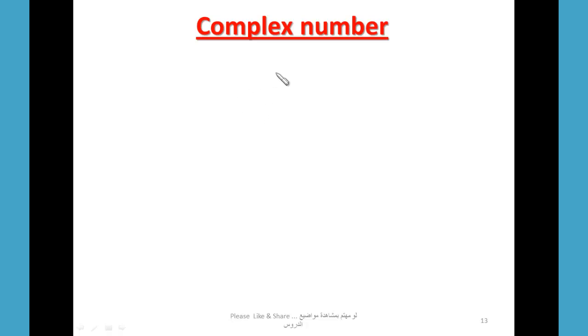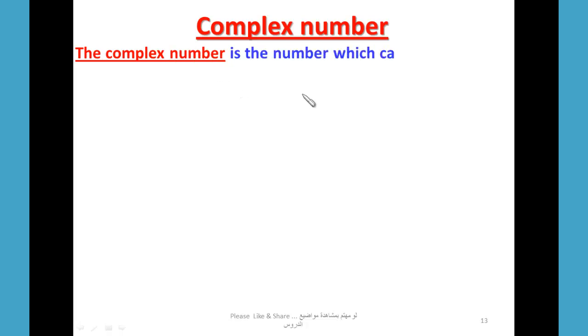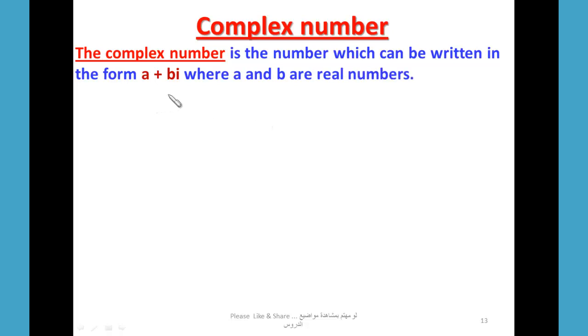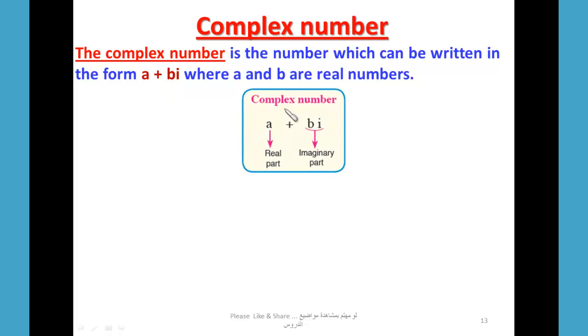Our lesson today is complex numbers. The complex number is the number which can be written in the form a plus bi, where a and b are real numbers. So in the complex number a plus bi, a is the real part and bi is the imaginary part.